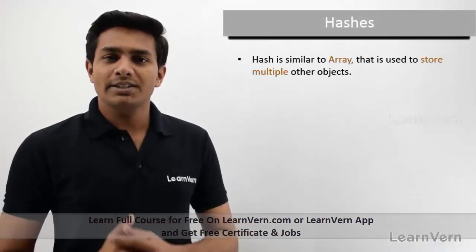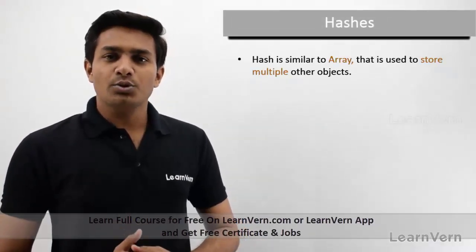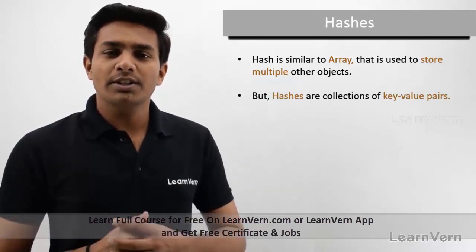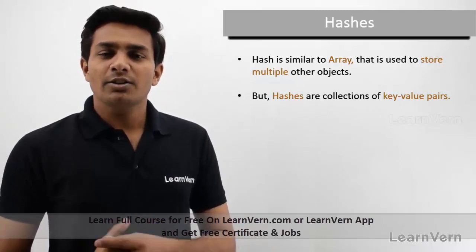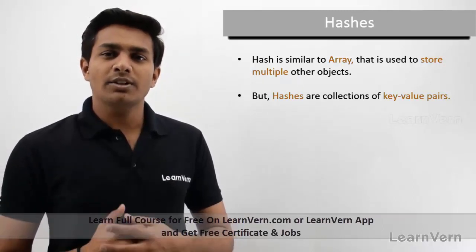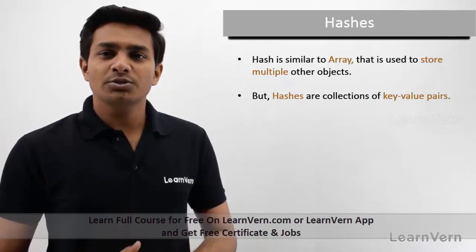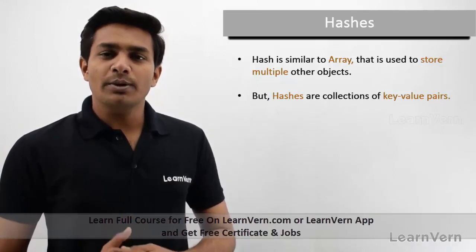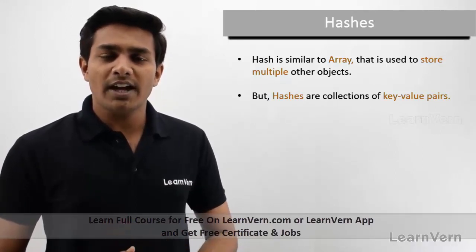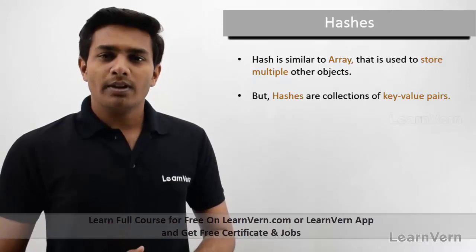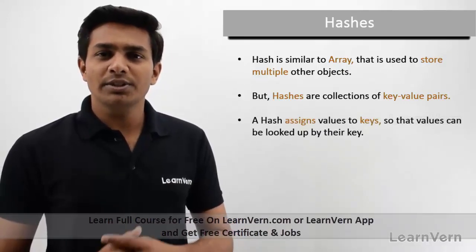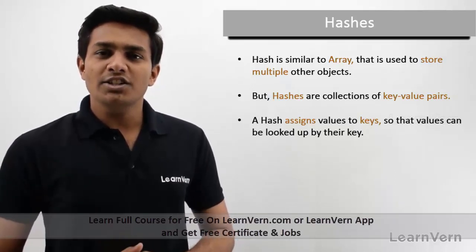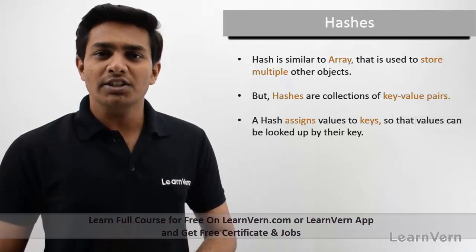Hashes are same as arrays. Arrays store their values by using index, while hashes store their values using key and value pair. So the main difference between array and hash is hash uses key value to store its values. We can store multiple objects of different types in our hash. Hashes assign value to their keys. So if I want to use some values, for that I need to use keys.